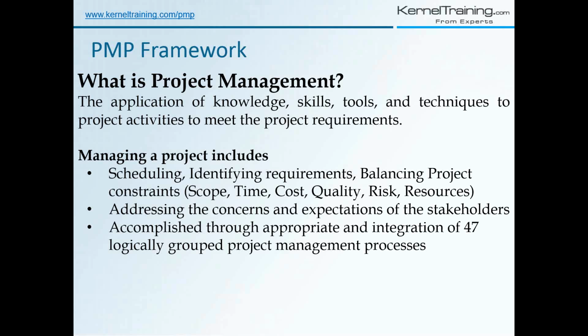So you need to identify the requirements and address the needs, concerns and expectations of the stakeholders too. That is what project management is all about. Managing a project includes scheduling, identifying requirements, and balancing project constraints. There are six constraints as per PMBOK, and the triple constraints are scope, time and cost. The six constraints are scope, time, cost, quality, risk and resources. If you go through the PMBOK 5th edition, you'll find these terms there.